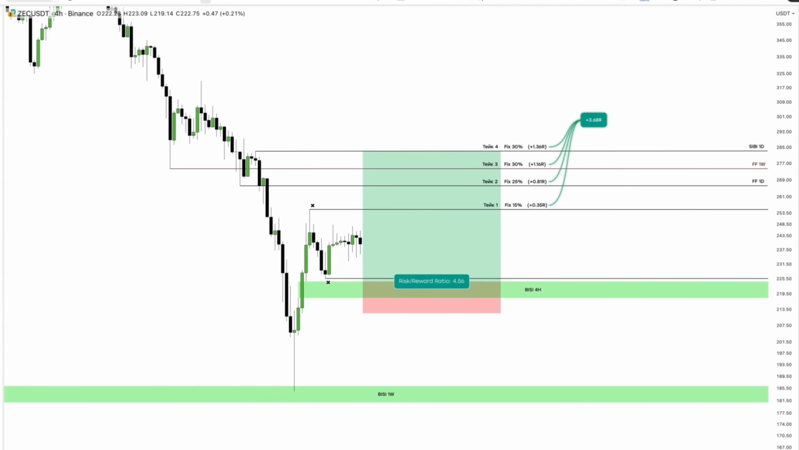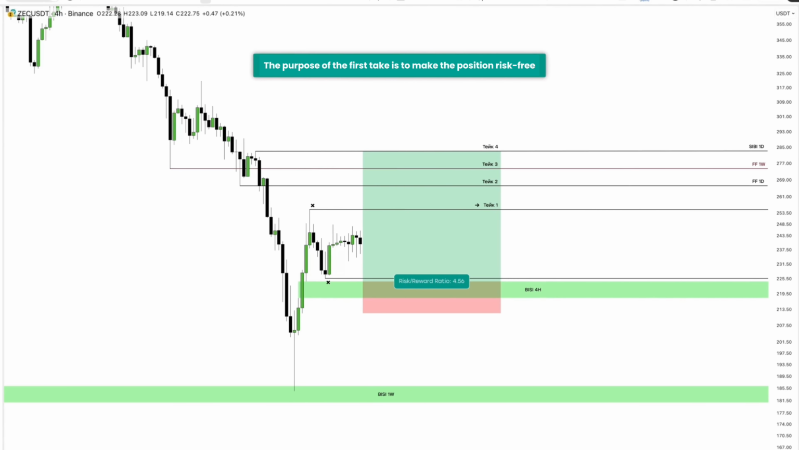There are no strict universal patterns for taking profits. I always act based on the situation, relying on the specifics of each particular trade. It's important to understand the fundamental purpose of the first take profit: to completely secure the position. To achieve this, I try to lock in enough volume to cover any potential loss, even without moving the stop loss to break even.